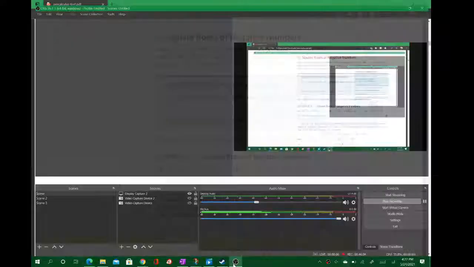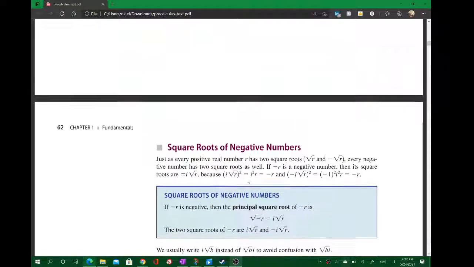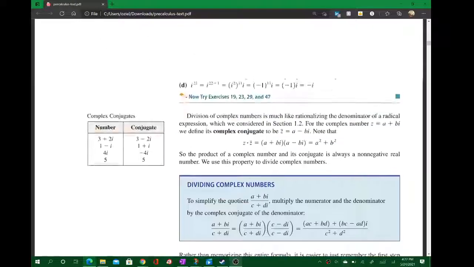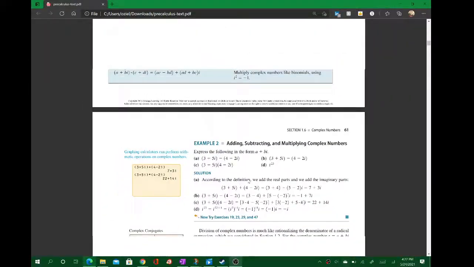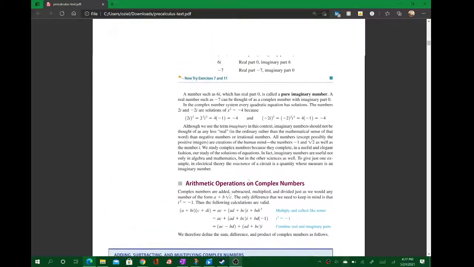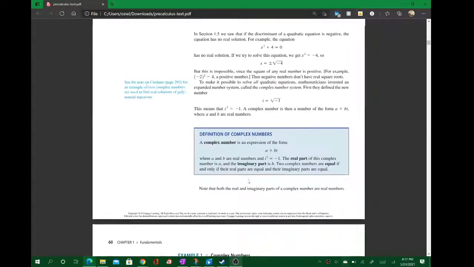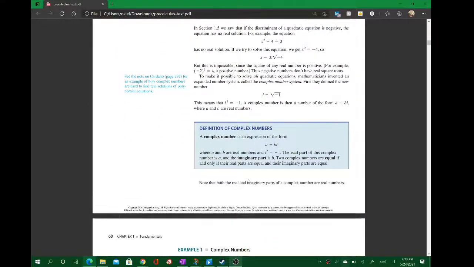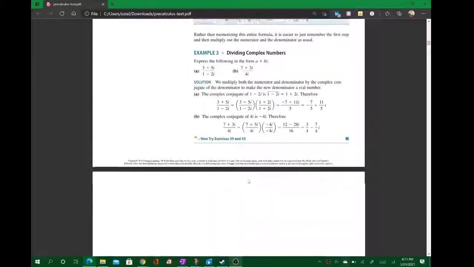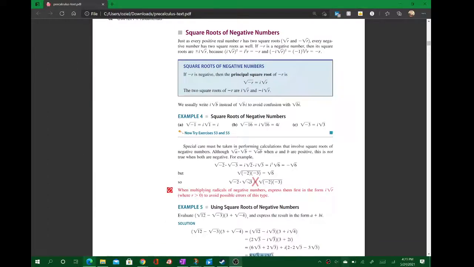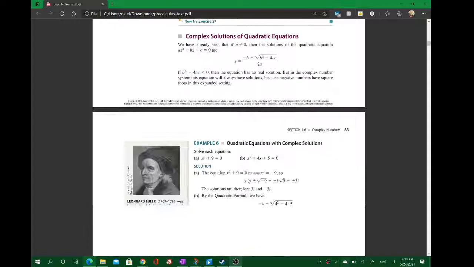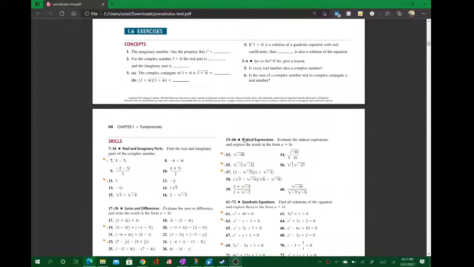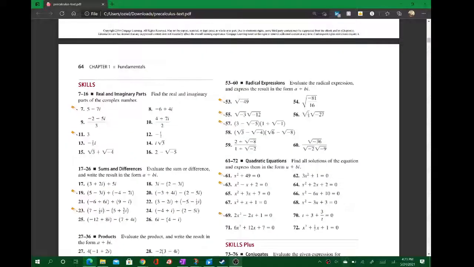Obviously, I really did try to go as fast as I could with this. This is just review. And again, if anybody has any questions about this, you can let me know. But this was what complex numbers are about.